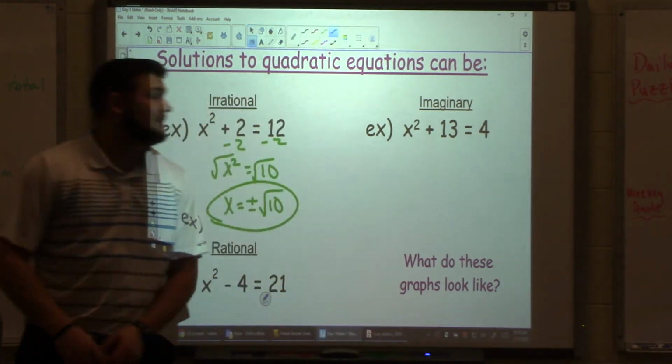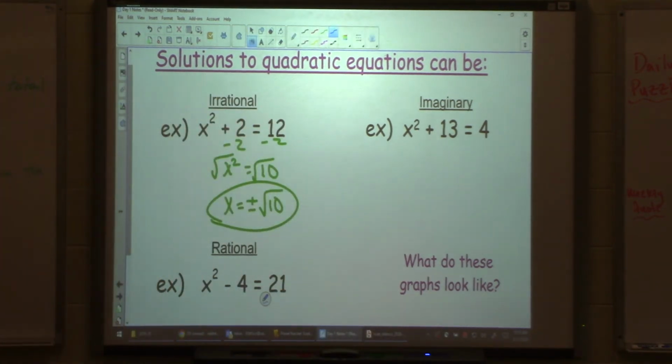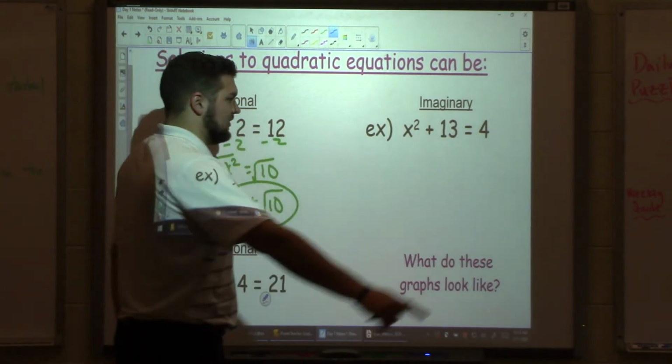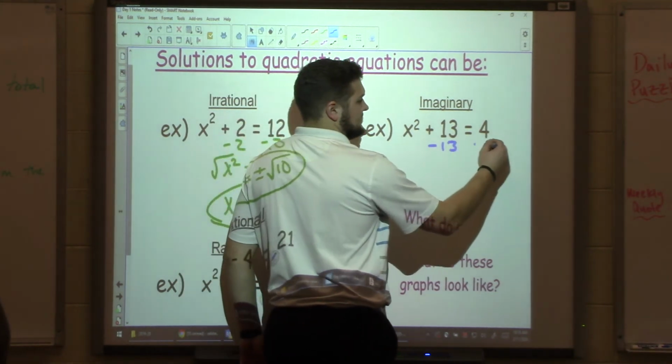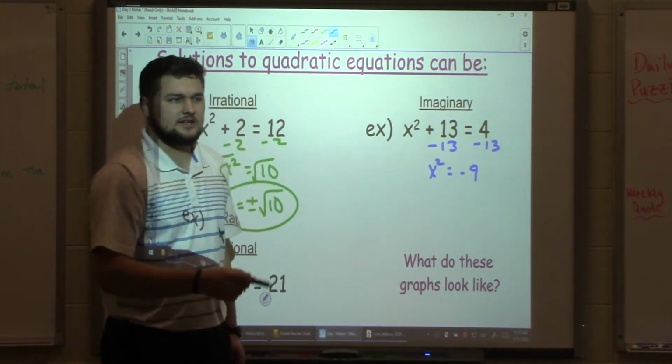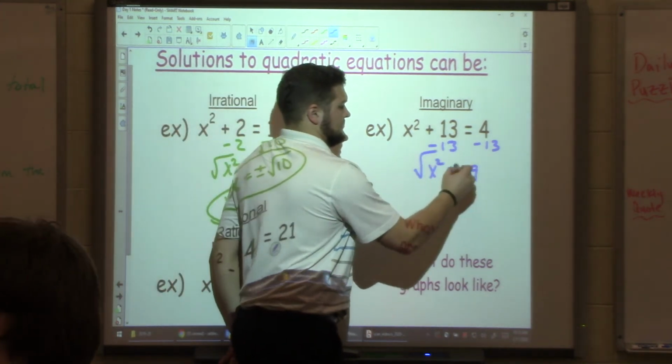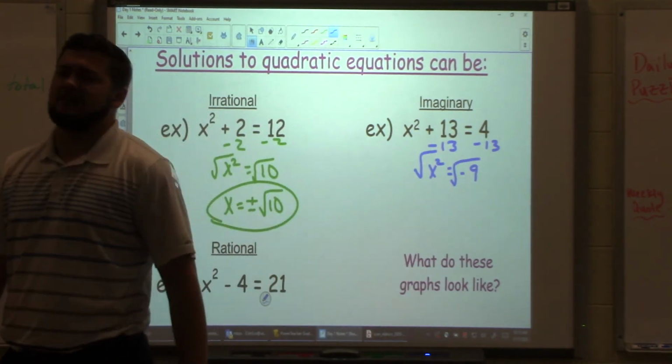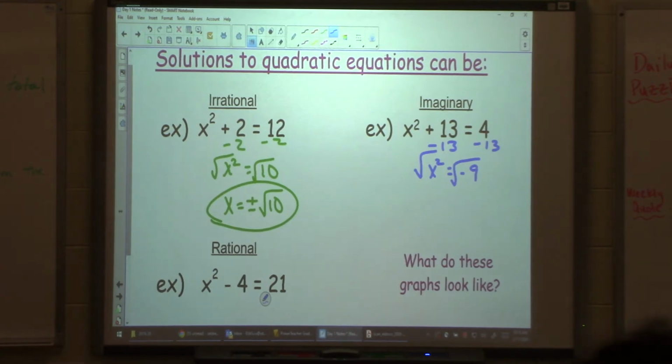All right, the next one. Imaginary numbers, hey, we used those first semester, didn't we? Yeah, the i. So subtract 13. X squared equals -9. Take the square root of that. Hey, if you put the square root of -9 in your calculator, what happens? Error, right? You can't take the square root of a negative number.